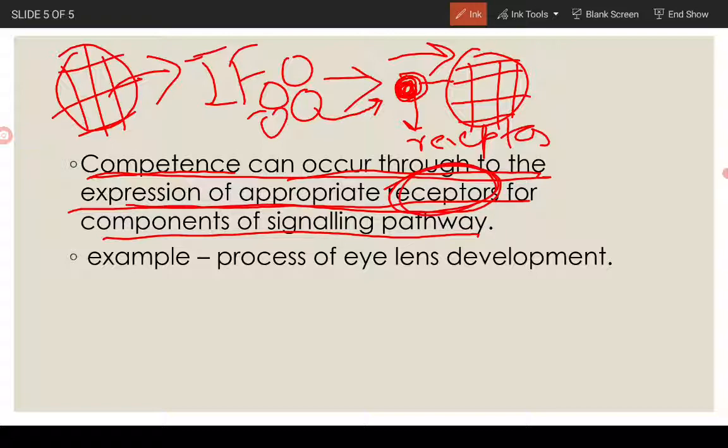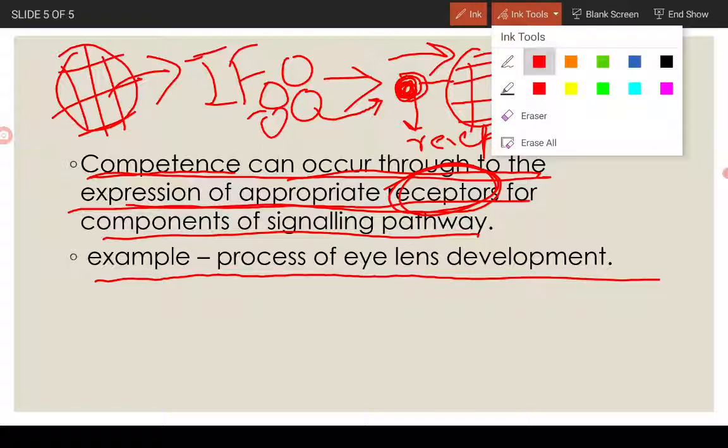For the competence of a cell, for its ability to respond to a signal, it needs to have specific kinds of receptors upon it, right? The best known example of induction and competence is the process of eye lens development.